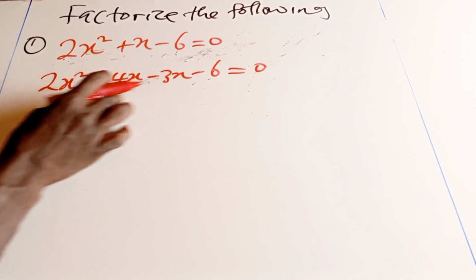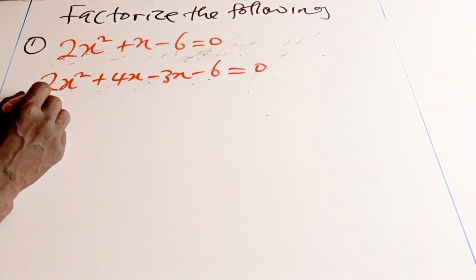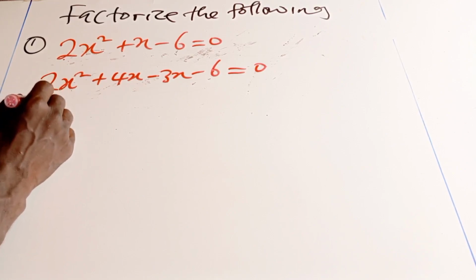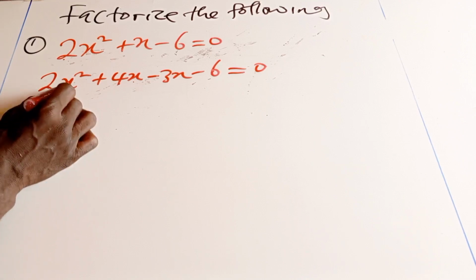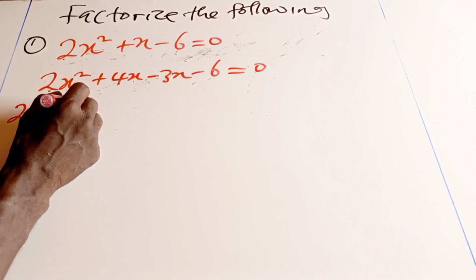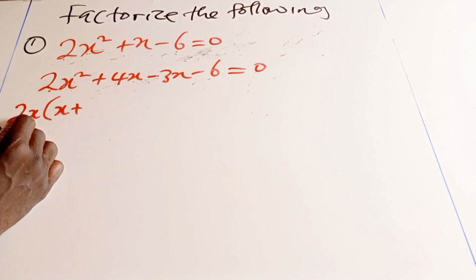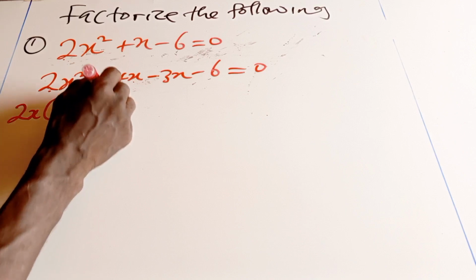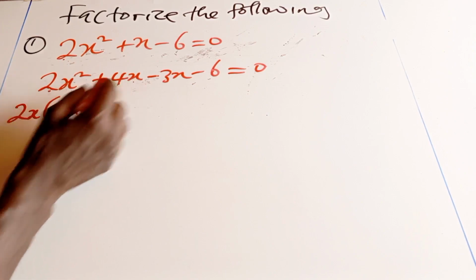Now we can factorize these two parts. The common factor here is 2, and we have 2 here also, so we can put 2 outside the bracket. Here we have x and here we have x, so we can put 2x outside. If you multiply 2 times x, you get 2x squared. Then we say plus 4, but 4 divided by 2 is 2, so we put 2 here. If you multiply 2x times 2, you get 4x.